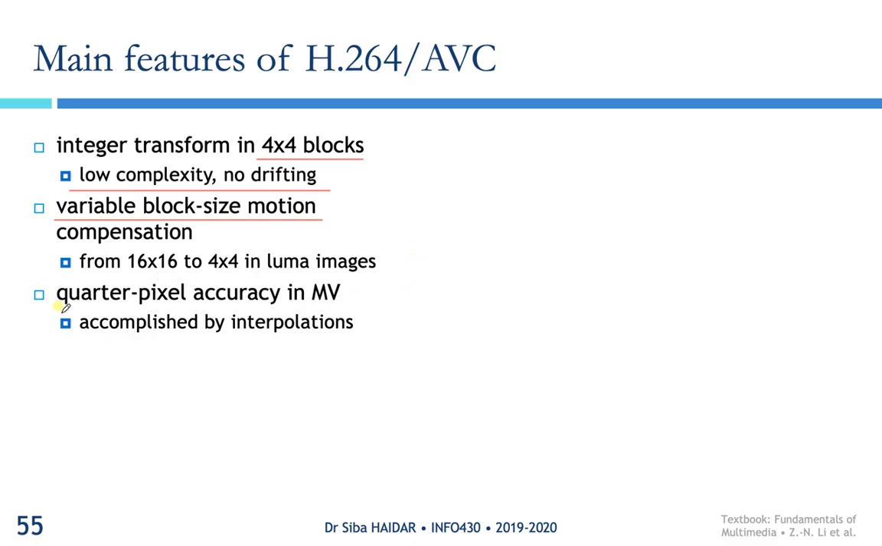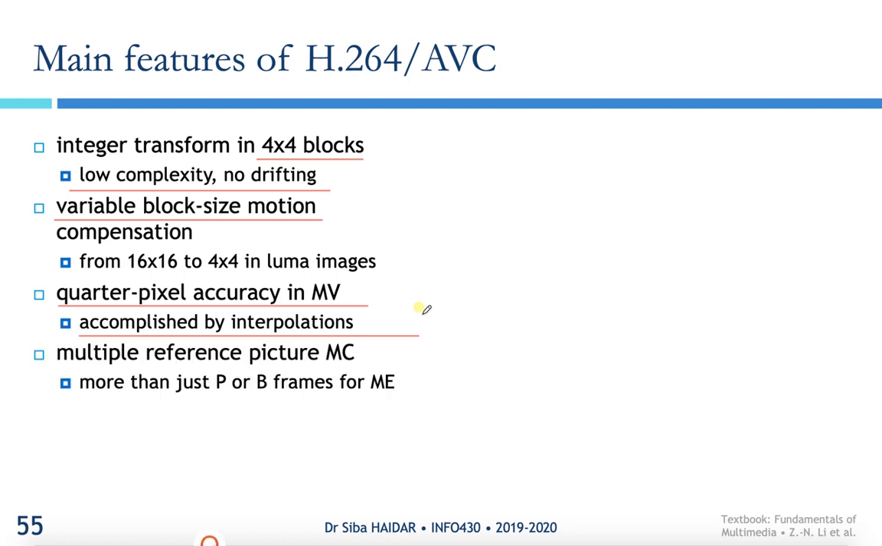You can have what we call the quarter pixel accuracy. Remember, in H.261 we had only full unit pixel accuracy for motion vectors. Now we can have quarter pixel accuracy. You can say the motion vector is 2.25, 7.75, for example, in horizontal and vertical displacement. And this can be done by using interpolation.